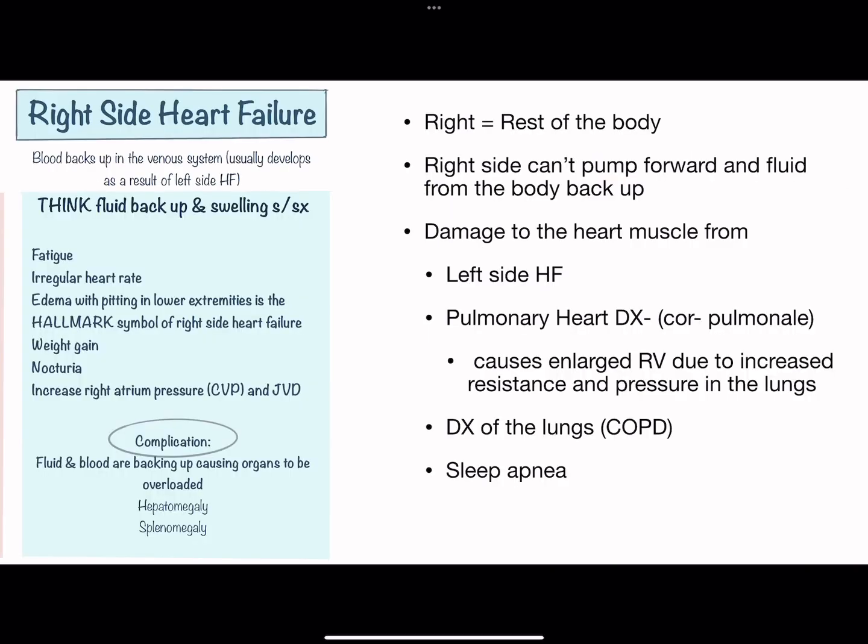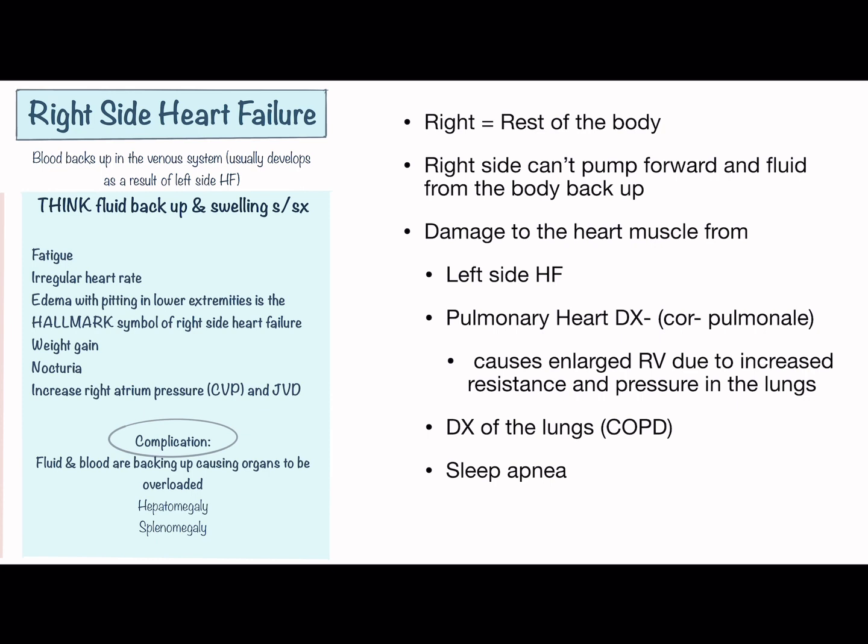Okay, so right-sided heart failure, what is that? Right equals rest of the body. So what happens is that right side cannot pump forward. That right ventricle cannot pump into the lungs. And then the fluid that's trying to come in from the rest of the body is going to back up.